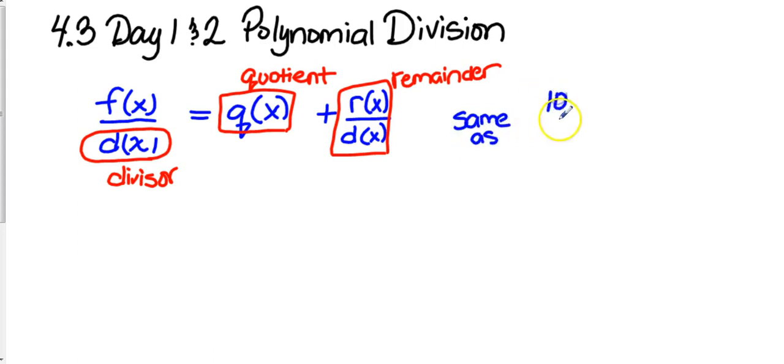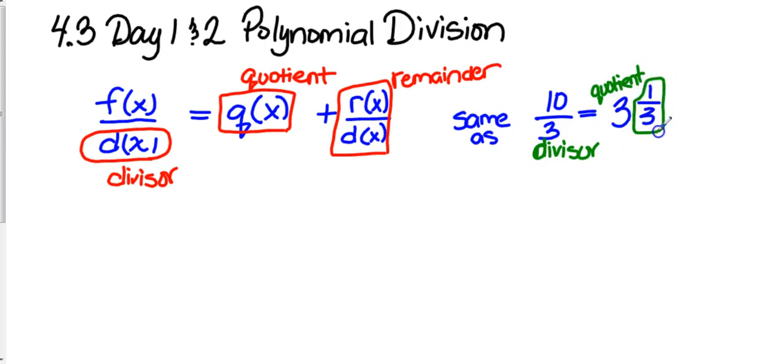Now, as crazy as that might look, that is the same as discussing something like 10 divided by 3. Here, 3 is the divisor, because we're dividing by 3. Well, what does 10 divided by 3 equal? 3 divides into 10 3 times, with 1 left over. So 3 is the quotient, and 1/3 is the remainder. It's what was left over.